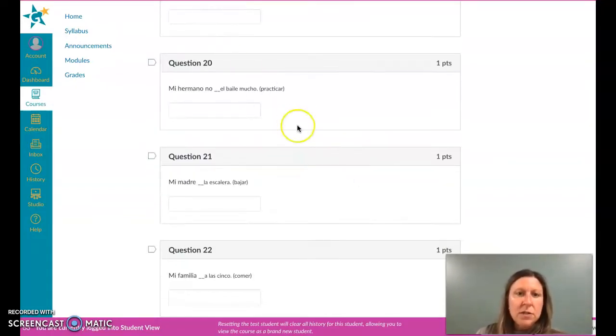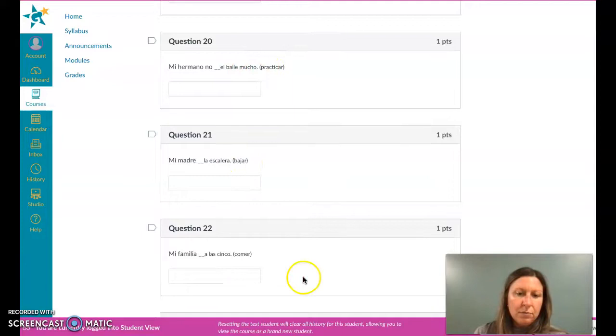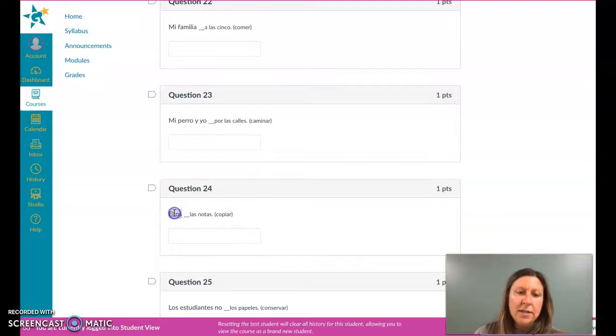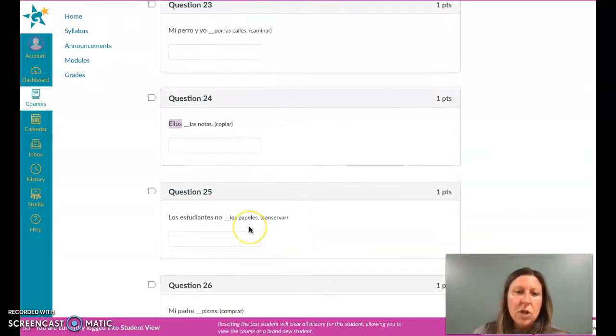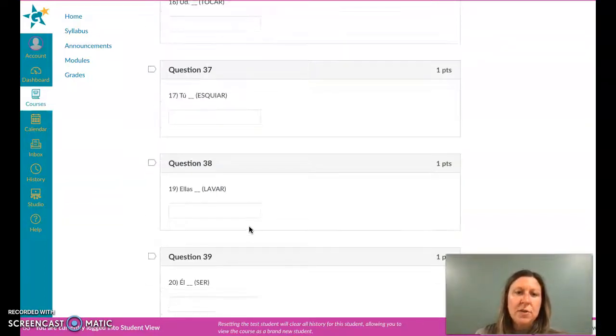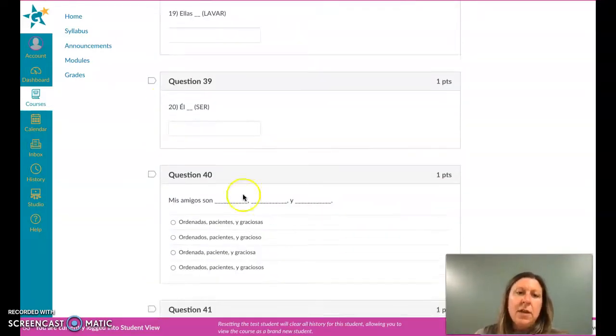So the next ones, starting with question 20 and moving on, have the verb practicar, bajar, comer. All of these verbs in parentheses, you're going to conjugate them in the present tense. So for this one where it says copiar, you'll take off that AR and add an ending when referencing ellos. So that is how the remaining questions more or less go, with a verb in parentheses along with what you're going to place inside of the blank.